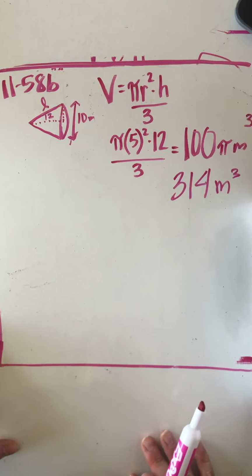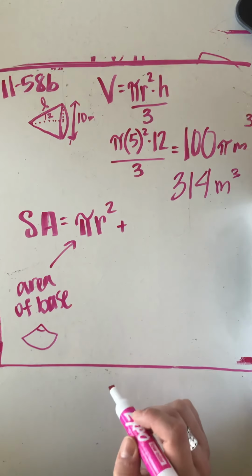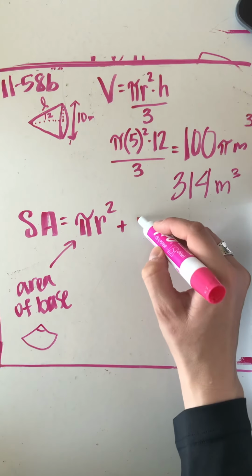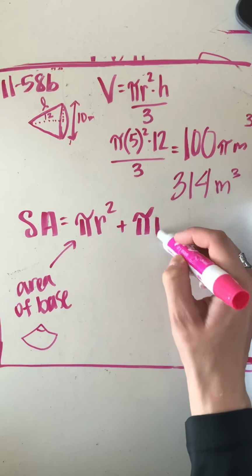So next is the surface area. So the surface area equation that we found in our lesson is pi r squared, because that's the area of the base, plus the lateral surface area. So if you had spread that out, you would see that it kind of looks like a sector of a circle. And that you can find by doing pi times the radius times the slant height. Okay, so the area of the base and then the lateral surface area.